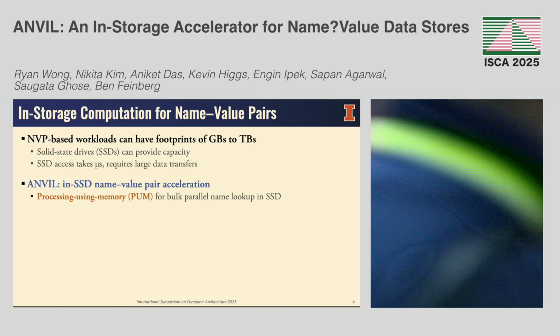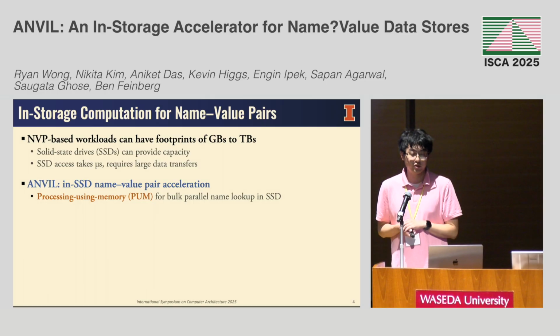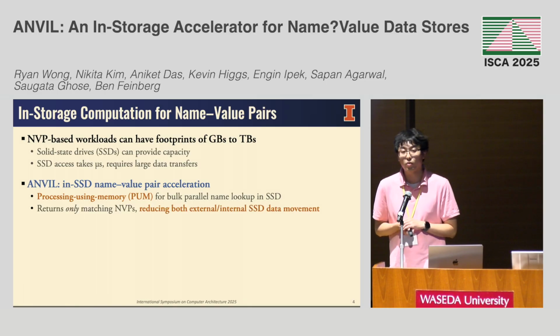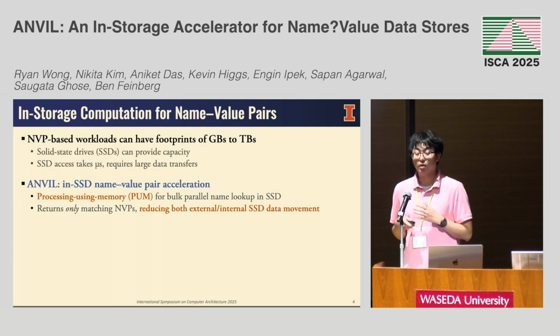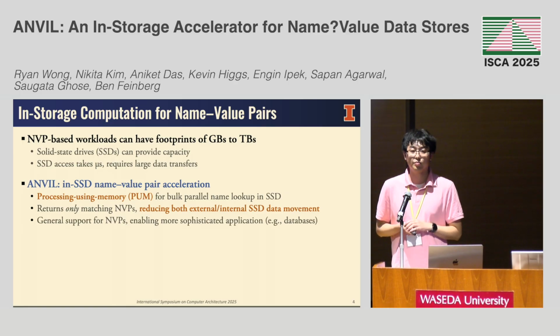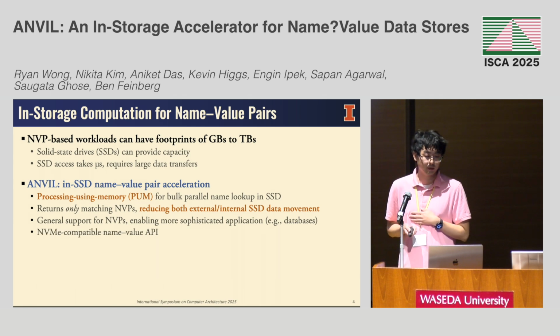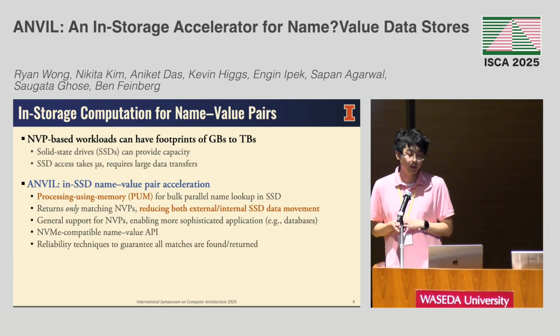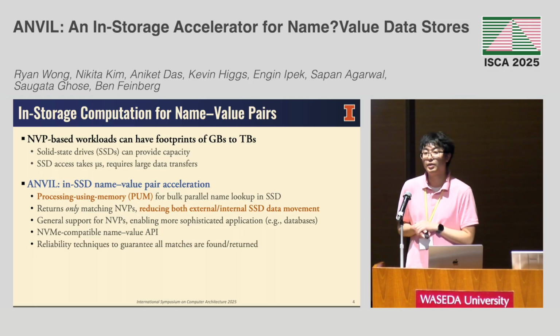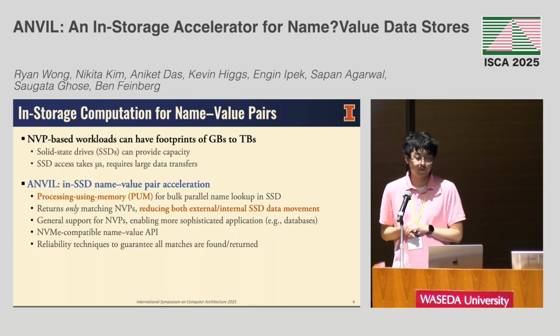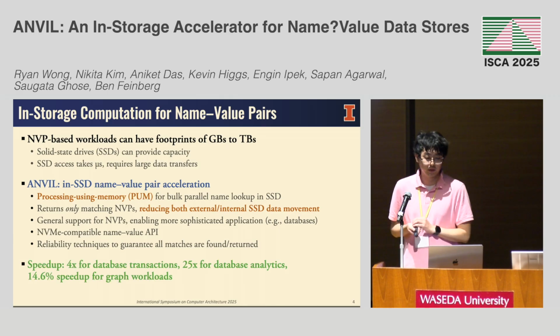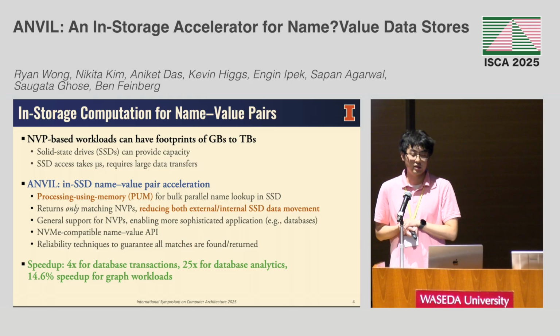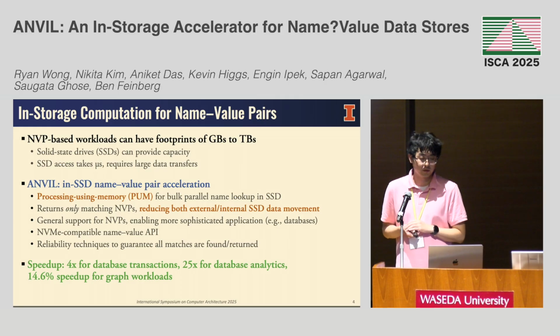ANVIL leverages processing using memory to quickly identify which names are actually being requested and return only the matching NVPs to the host, reducing data movement. ANVIL provides general support for NVPs, which enables more sophisticated applications such as full databases, and provides an NVMe-compatible API. We also, as part of this work, explore some reliability techniques to ensure that all the NVPs are retrieved. And using ANVIL, we observe a 4x, 25x, and 14.6% speedup for database transactions, analytics, and graph workloads.